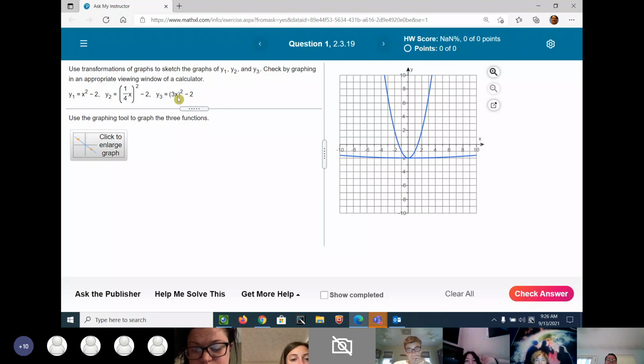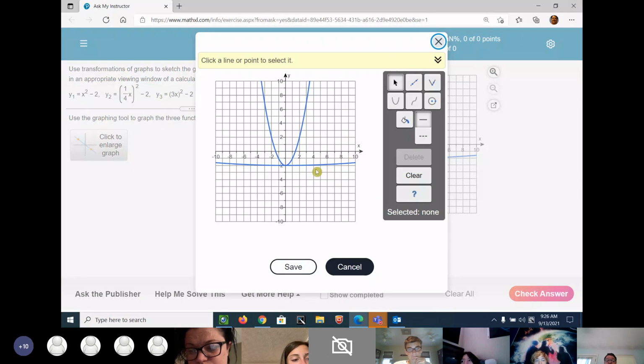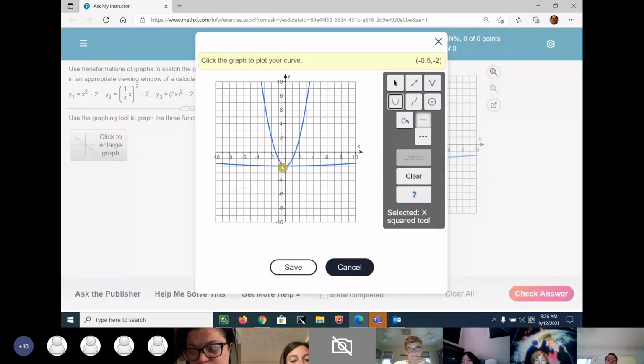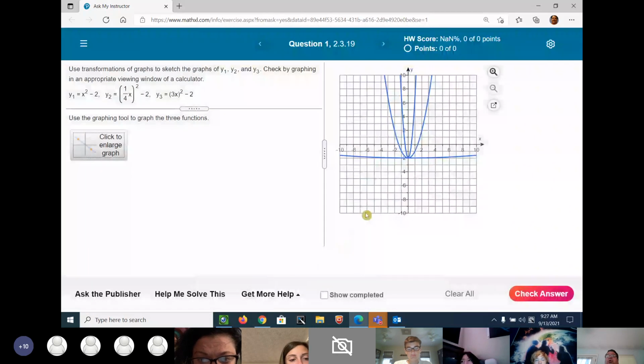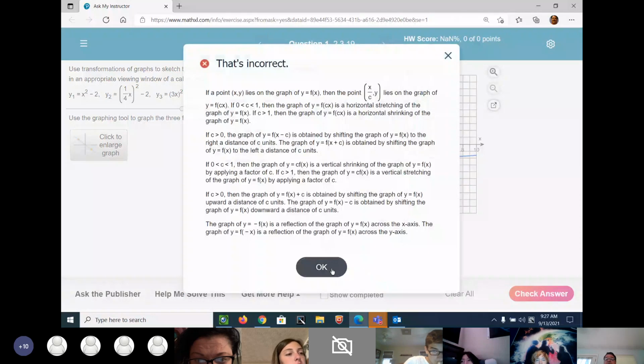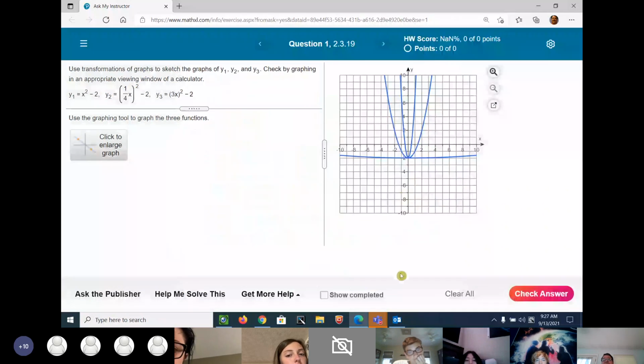All right, now 3 would be 9x squared. 9x squared is going to be a vertical stretch of 9. So we've got a -2 and a vertical stretch of 9. This is the correct answer. That's the correct answer. But they're going to mark it wrong. Okay? Let me see. Yep, they still haven't fixed it. That's the correct answer. Now I'm going to show you how to get this problem right, even though it's wrong.